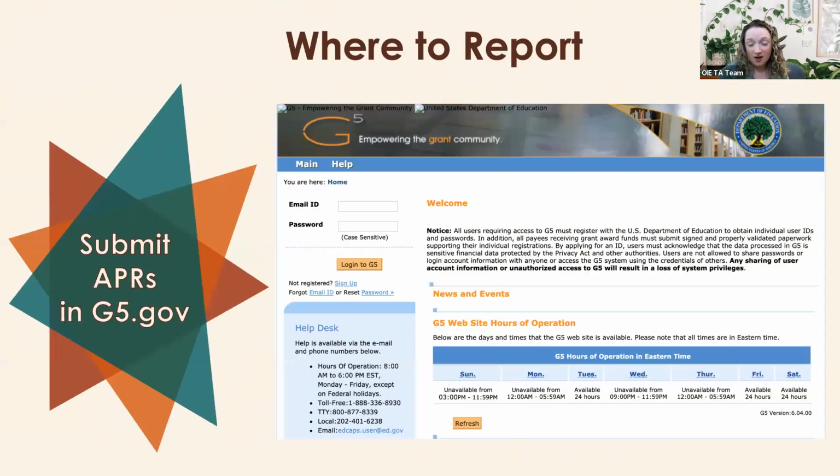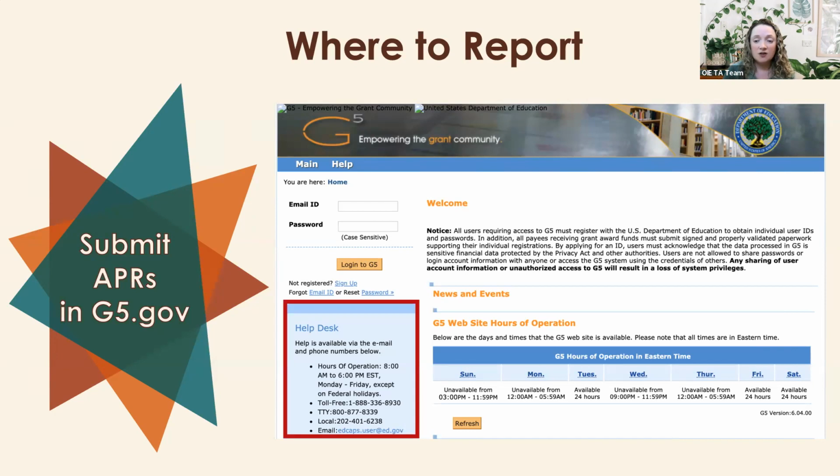Now, where are you going to do your reporting? G5. I think all of us are familiar with G5, but it's g5.gov. Make sure that if you haven't logged in lately, that you can. I have had grantees who kind of waited till the last minute, realized their login wasn't working, and then really had a lot of panic trying to get that fixed with the help desk. So make sure you can get in. Remember that only the project director of record can get into G5. So of course, we want you to work on preparing your report materials as a team, but only your project director can access G5 to actually input the data for reporting.